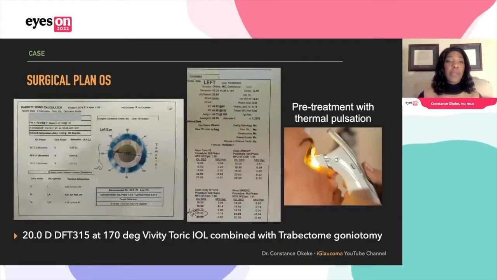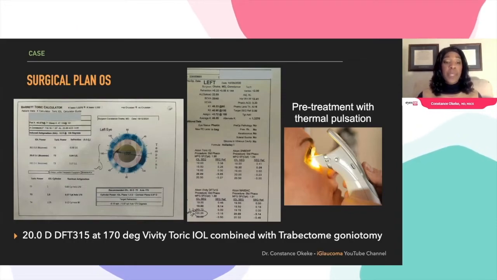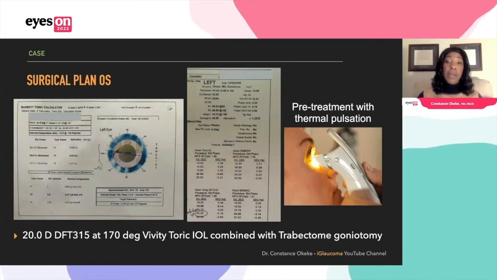For her, we used the toric calculator and found that she did have astigmatism that would benefit from correcting, so we used a Vivity Toric IOL, a 20 diopter DFT 315 at 170, and we also combined this with a MIGS procedure. We opted for a Trabectome procedure for this patient to enhance her glaucoma by lowering the eye pressure and trying to help her get off of her medications.